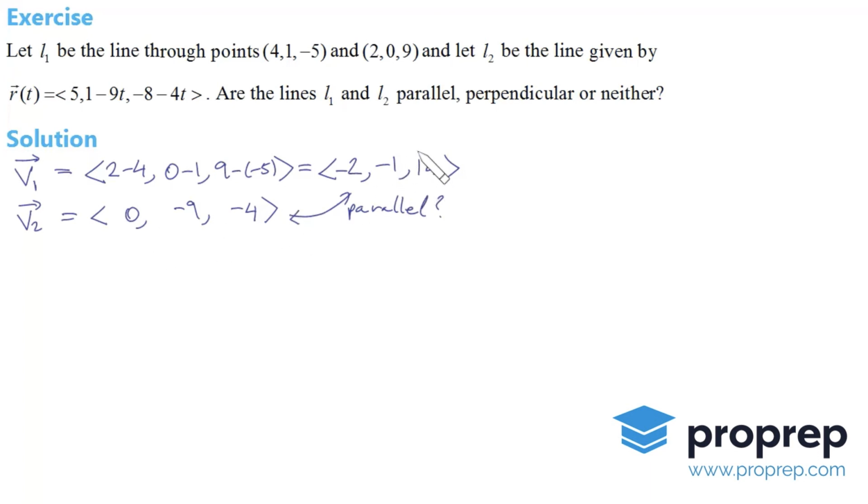Now, if the vectors are not 0, since 0 is one of those debatable vectors as to whether it's parallel or not. But anyway, neither of them is 0. So one of them has to be some non-zero constant times the other. Say V2 has got to be some non-zero constant times V1.